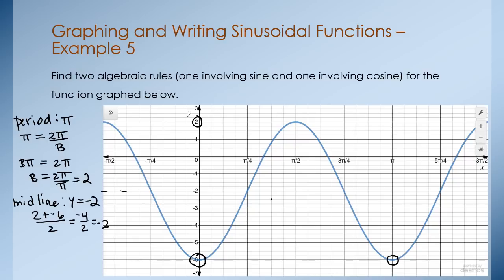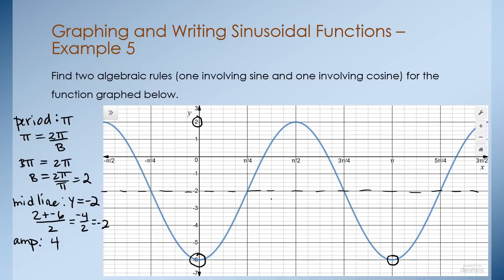I'm going to go ahead and put a dashed line on here because I just think it's going to help me when I go to write my actual function. And then let's see, what is the amplitude? From that midline of -2, I would have to go up 4 or down 4. So my amplitude is 4. Now you'll notice I haven't done anything with positives or negatives, and I haven't talked about a horizontal shift. That's because depending on whether I'm looking for a sine or a cosine function, that's going to affect those values.